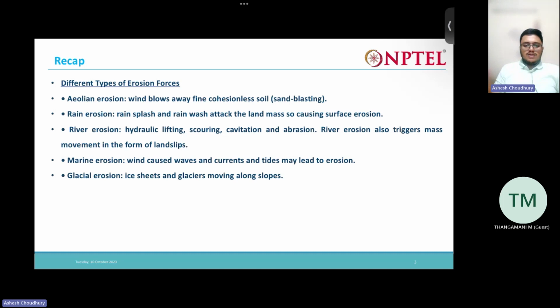Then you have rain erosion. It's very general, but whenever there is rain, the rainwater washes away soil with it. Then we have river erosion. Then marine erosion, then glacial erosion. Marine erosion means erosion caused by waves. Waves also cause erosion on the shoreline, right? So that is marine erosion. Glacial erosion means when the glacier flows and moves along the slopes, it erodes the slopes on the sides. That is glacial erosion.